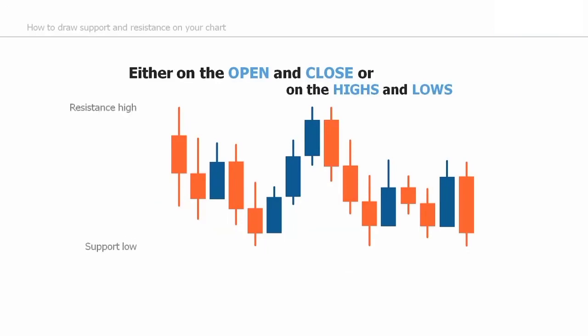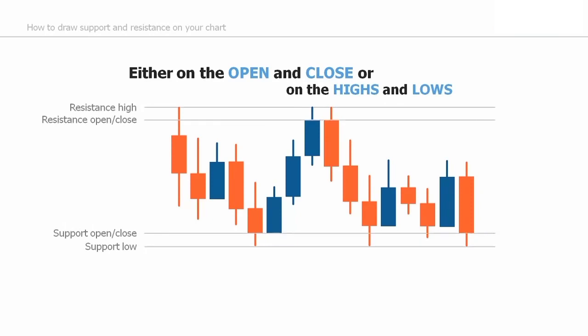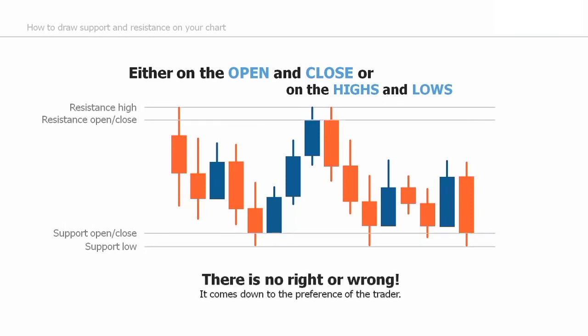Support and resistance levels can be placed at the high and low of the candles or at the open and close. There is no right or wrong. It all comes down to what works best for you.